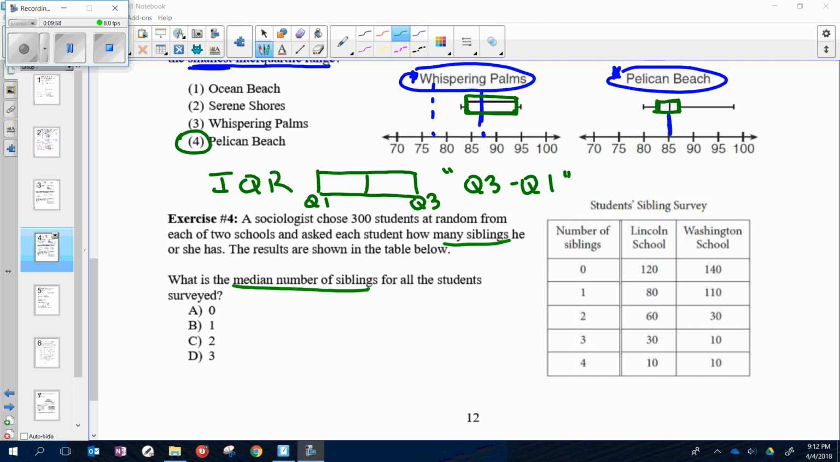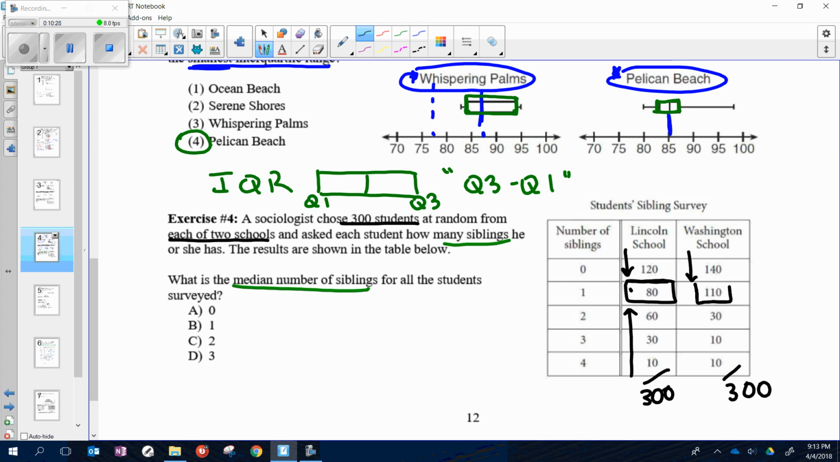So since there were 300 students from each of two schools, basically we're looking at 300 from each. We're looking at this total is 300 and this total is 300. So the middle of the data would be about 150 for this list, would fall somewhere in these 80. If I start counting from the bottom, try to get to 150, I end here. Or from the top to the bottom, still this way also, I end here. 150 for this list would also end here. And if you count up, 150 will be in that group also. So it's looking like the median number of siblings is going to be 1.